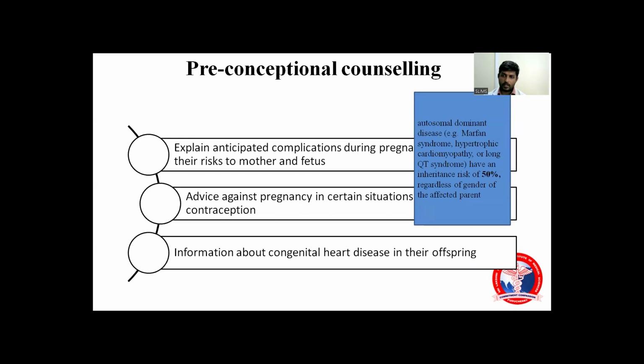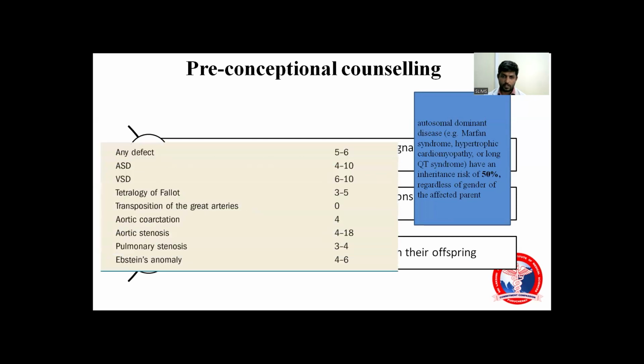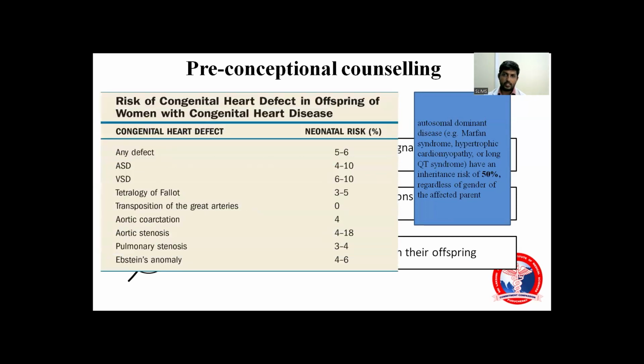So Marfan syndrome has an inheritance risk of 50% regardless of the gender of the affected patient. So these are the percentages of congenital heart defect in the offspring of mothers with congenital heart defect, which can affect the neonatal units. So when we see this, the baby of a mother with ASD has a chance of 4 to 10%, and VSD, which is up to 6 to 10%. After that, there can be aortic stenosis.